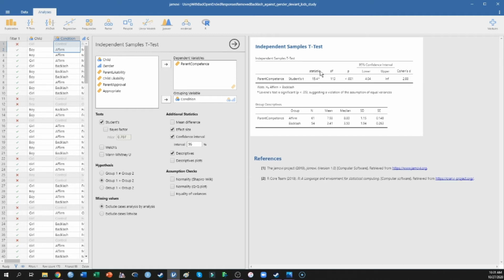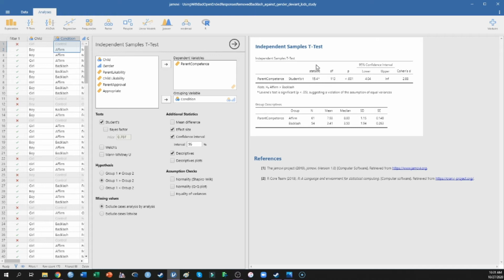So over here, what we can see is right off the bat, and actually I'm going to come down here, let's talk about the descriptives first. So what we're seeing is that parents in the affirmation condition were perceived as a mean of 7.93 on a scale from 1 not at all competent to 9 very competent with a standard deviation of 1.15. So our participants are perceiving the person in the affirmation condition pretty positively, while in the backlash condition they're perceived with a mean of 3.41, so not very competent there, with a standard deviation of 1.94.